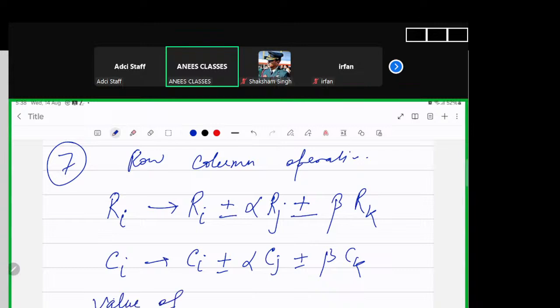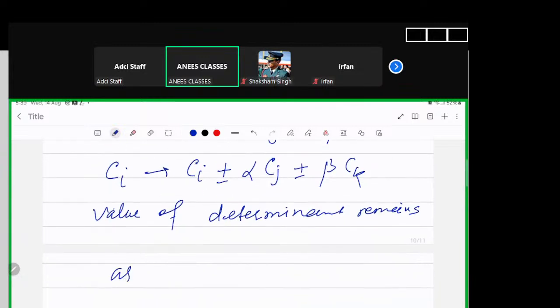You cannot multiply Ri or Ci with any scalar quantity, okay? With any scalar quantity, you cannot multiply. You have to keep it as it is. Okay, sir. So the value of the determinant will not change. Remains as it is.